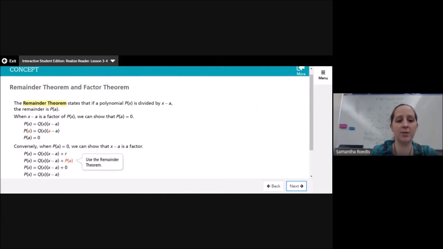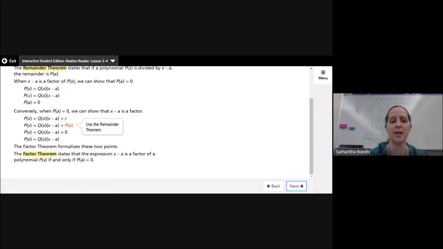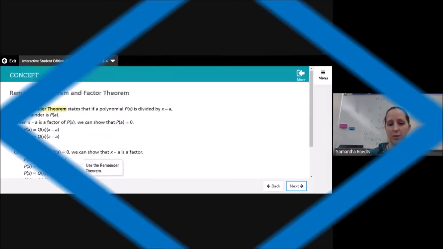All right, so concept: remainder theorem and factor theorem. The remainder theorem states that if a polynomial p of x is divided by x minus a, the remainder is p of a. When x minus a is a factor of p of x, we can show that p of a equals 0. So p of x equals q of x times x minus a. Remember, we substitute an a for x, which gives us 0. Conversely, when p of a equals 0, we can show that x minus a is a factor. So p of x equals q of x times x minus a plus r. We're going to substitute p of a in for r. When I do that, that gives me 0. So that gives me q of x times x minus a. The factor theorem formalizes these 2 points. So the factor theorem states that the expression x minus a is a factor of a polynomial p of x if and only if p of a equals 0.